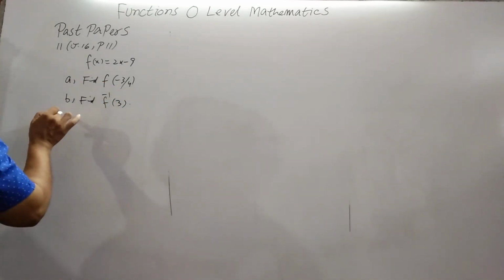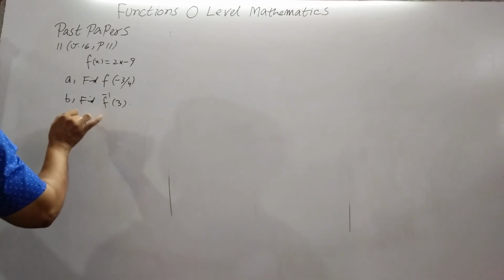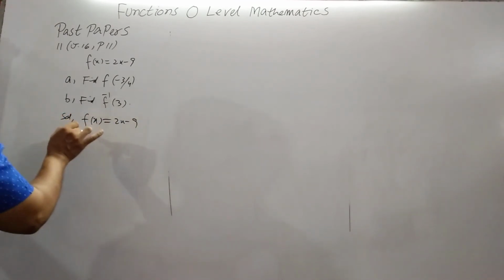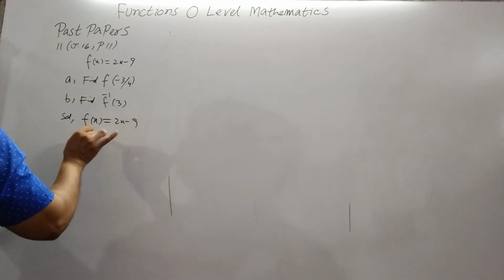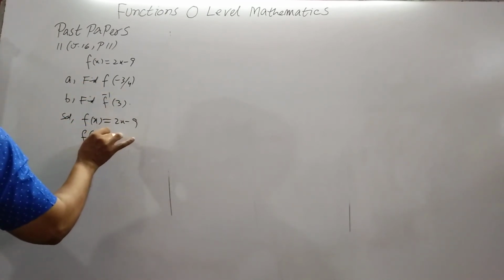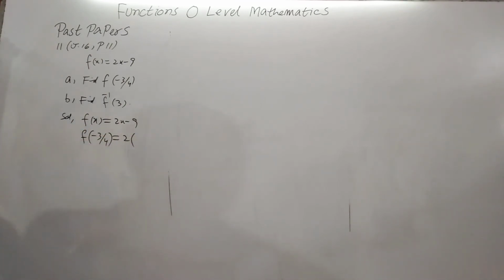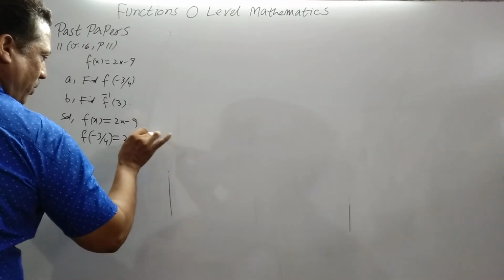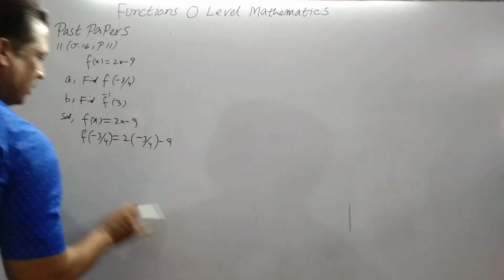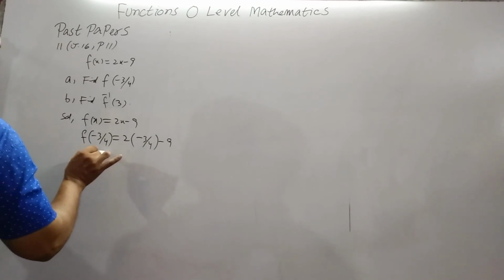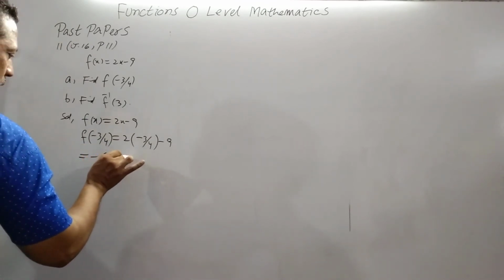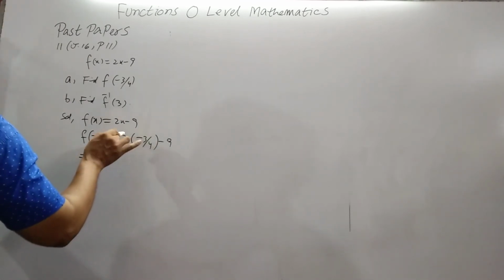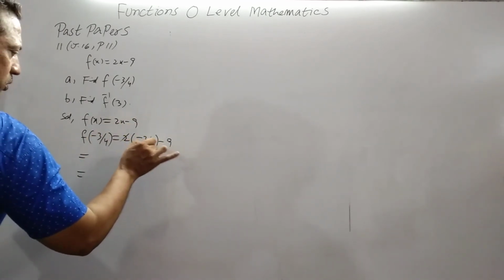First solution, given that f(x) equals 2x minus 9, so we need to find f of minus 3 over 4, which equals 2 multiplied by, put minus 3 upon 4 where you see x. So minus 3 upon 4 minus 9. 2 multiplied by minus 3 is minus 6 upon 4 minus 9, and you can cancel directly. 2 1s are 2, 2 2s are 4.